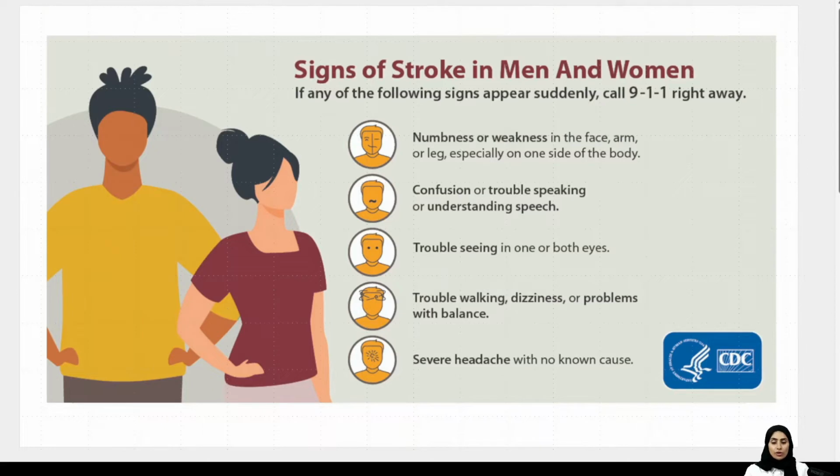Symptoms and signs of a stroke: sudden numbness or weakness in the face, arm, or leg, especially on one side of the body. Confusion or trouble speaking or understanding speech. Sudden trouble seeing in one or both eyes. Sudden trouble walking, dizziness, or problems with balance. Sudden severe headache with no known cause. If any of these symptoms or signs appear suddenly, call 911 right away.